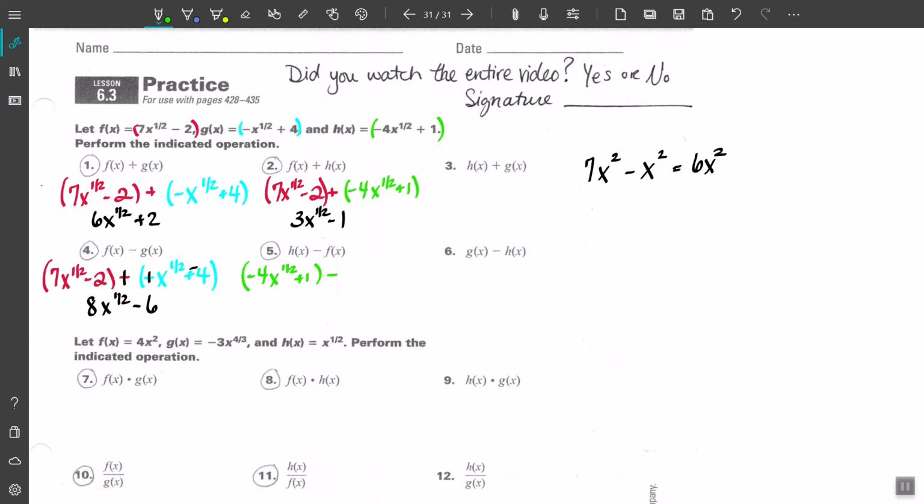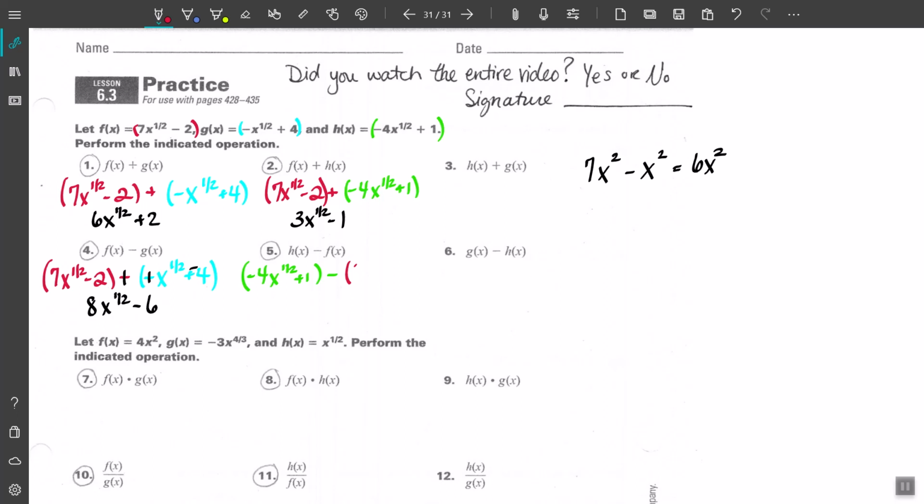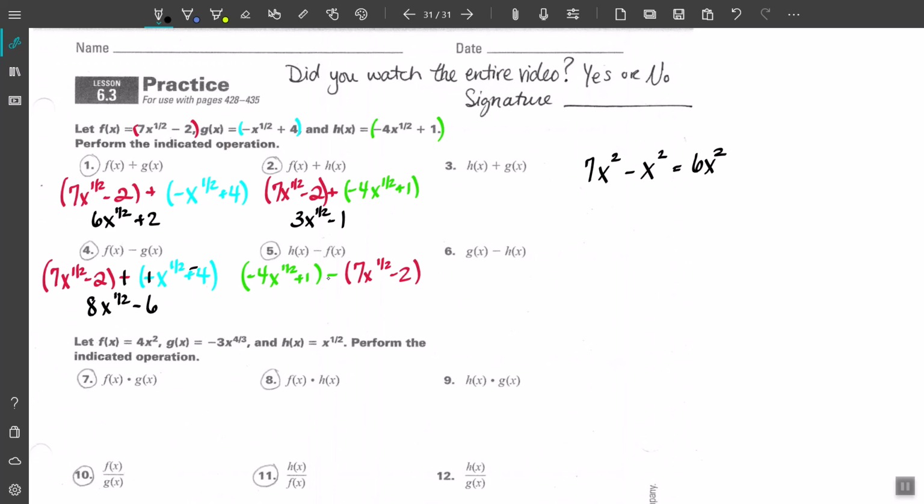And we're going to subtract from that f of x, which is the red. We are subtracting here, so we have to go in and change signs. So this is going to change to an addition sign. Every sign after it is going to change to the opposite of what it was.